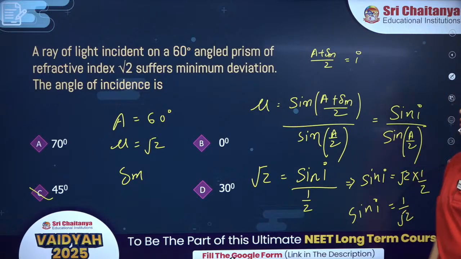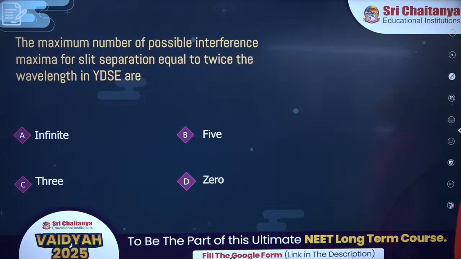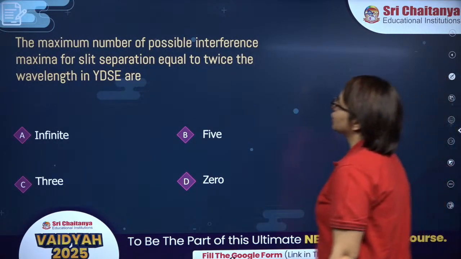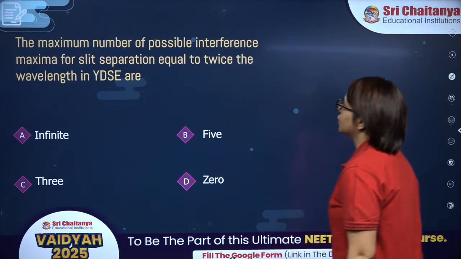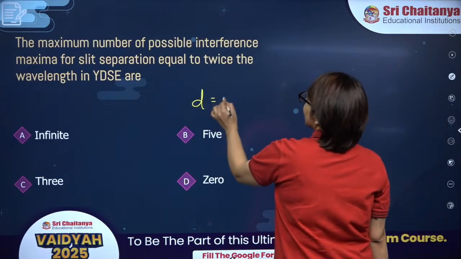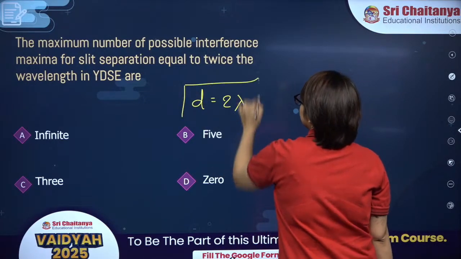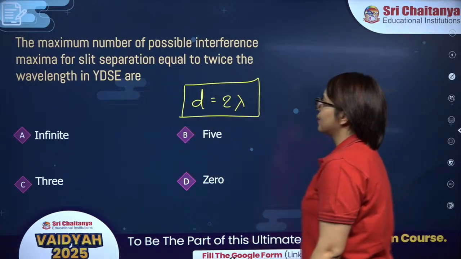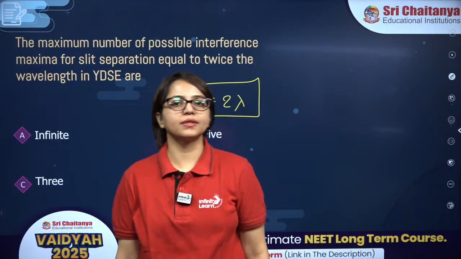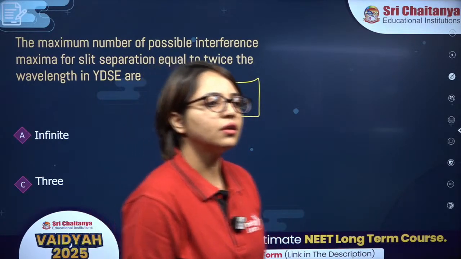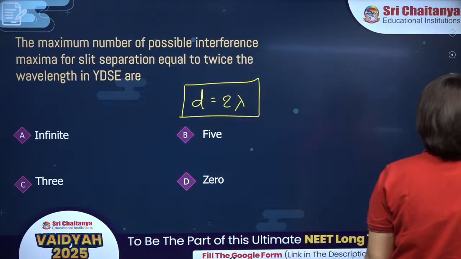Chaliye. Next is this one. The maximum number of possible interference maxima for a slit separation that is twice the wavelength in YDSE. If d is equal to 2 lambda, then how many maximum possible maxima can you see on the screen during the interference pattern?